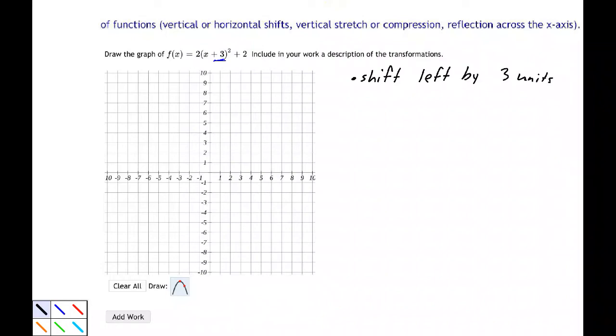It's also worth noting, before I even state that transformation, that this has a parent function of x squared. It's a parabola, or it's quadratic. So we have a quadratic function that is shifted to the left by 3 units because of the plus 3 in the parentheses. We also have a plus 2 outside of our parentheses. Okay, so that indicates this is going to be shifted up. A shift up by 2 units.